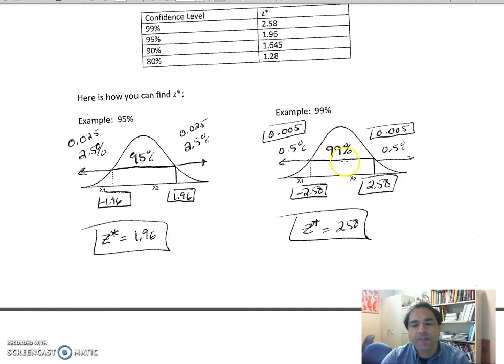So here's another example. If I want to find the Z star for 99, I put the 99 in the center. Remember, the whole thing is 100%. So that'd be 1% left, but 2 tails. So we have 0.5%, 0.5%. Again, 0.5% plus 0.5% is 1, plus 99 gives us the 100. So 0.5%, be careful, as a decimal is 0.005. So we're going to look for 0.005 and match up the Z score.